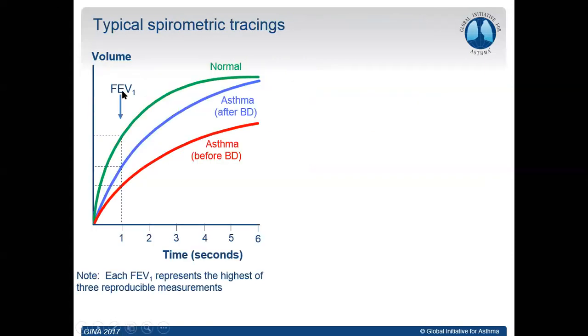Okay, so these are the two important spirometric tracings you should understand. Forced expiratory volume in 1 second in a normal child is going to be high, and in asthma it is going to be less during the first second. Once you give a bronchodilator, it's going to improve. So this reversibility you have to document in spirometry before making a diagnosis of asthma.